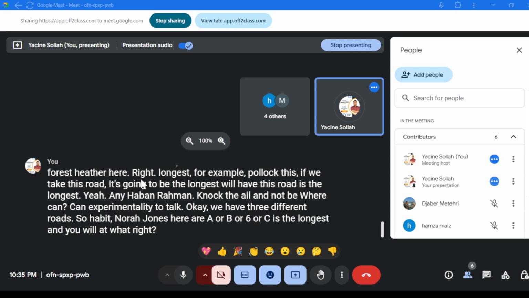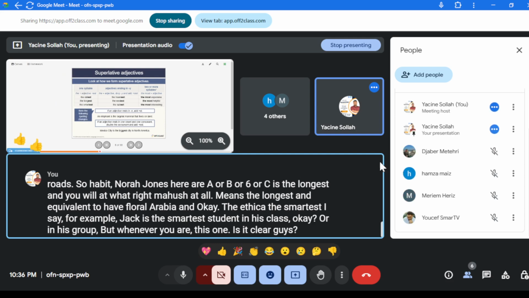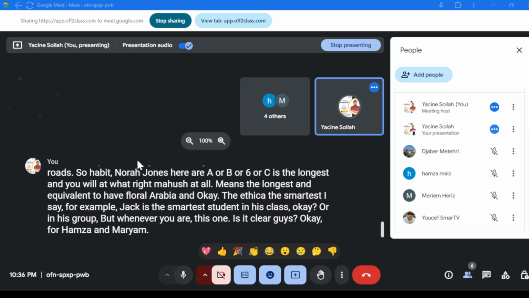Okay. الأذكى the smartest. I say for example Jack is the smartest student in his class. Okay, or in his group. Bon تبان لي راهي واضحة. This one, is it clear guys? Okay, for Hamza and Maryam. Good. We move on to the second rule.